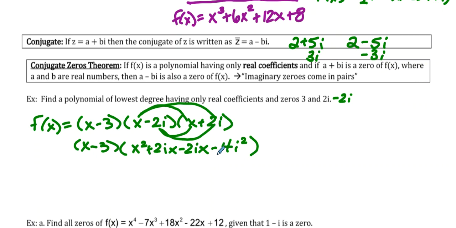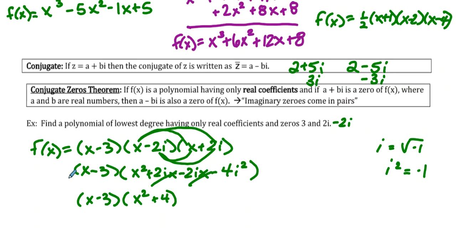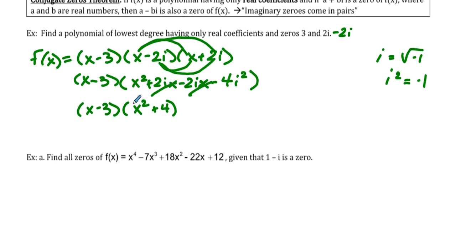So these two middle terms cancel out, which is good. And I want you to remember that since i is the square root of -1, i squared is -1. So I'm going to substitute -1 for this one. These two cancel. So I have x minus 3 times x squared. Since I'm substituting -1 for i squared, I have -1 times -4, so this becomes plus 4 as my factor. And then, if I want to put this in standard form, I can distribute it. So I would have x to the third minus 3x squared plus 4x and minus 12.